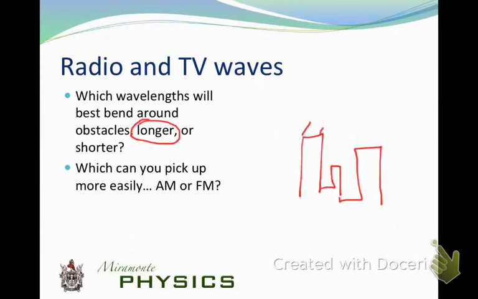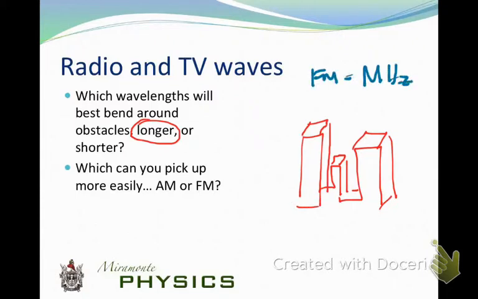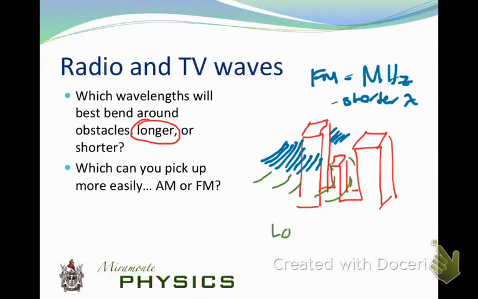Can you pick up better AM or FM? Well, it turns out that in a city, longer wavelengths can move right around the buildings, but the shorter wavelengths get blocked, like in a shadow fashion. So if you have really short wavelengths, when they hit a building, they get blocked, and if you're standing behind a building, you'll be in the shadow of the wave, and you won't be able to pick up the FM reception. The AM reception, though, remember FM was megahertz, and the AM waves are longer, so those are going to bend right around the building.